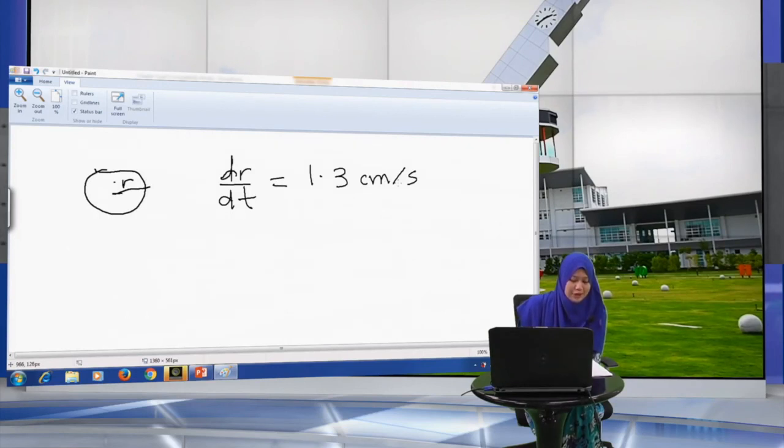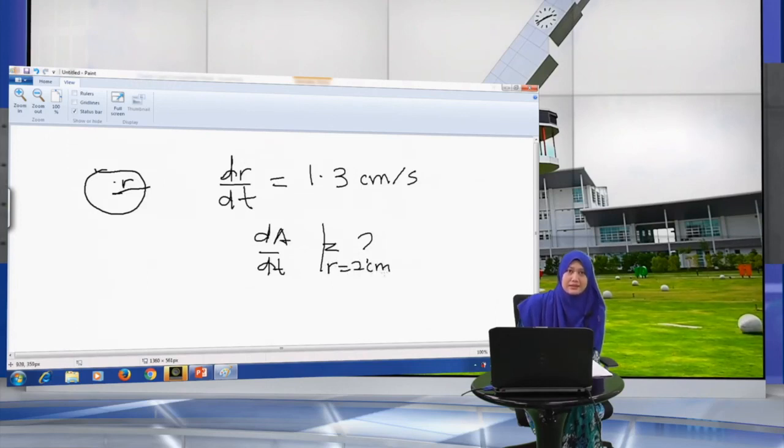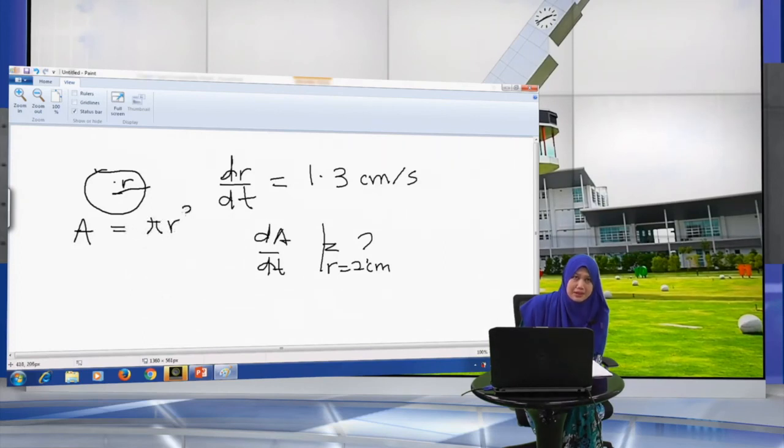So the question is, how fast is the area increasing? Area means dA/dt equals what, when the radius is 2 centimeters. Okay, so now we can see the relation between area and the radius is A equals pi r squared. Okay, this is the formula for the area of a circle.